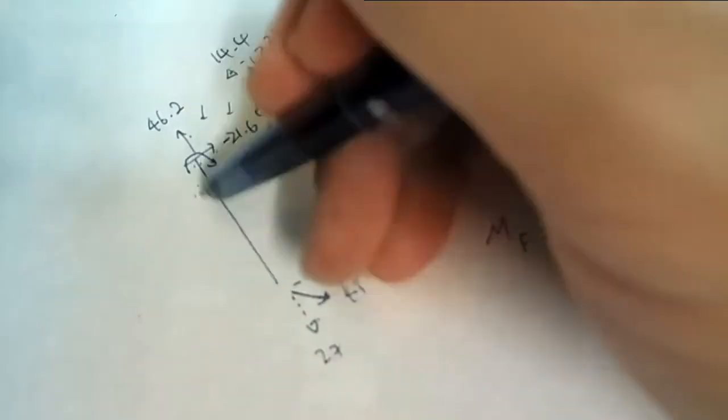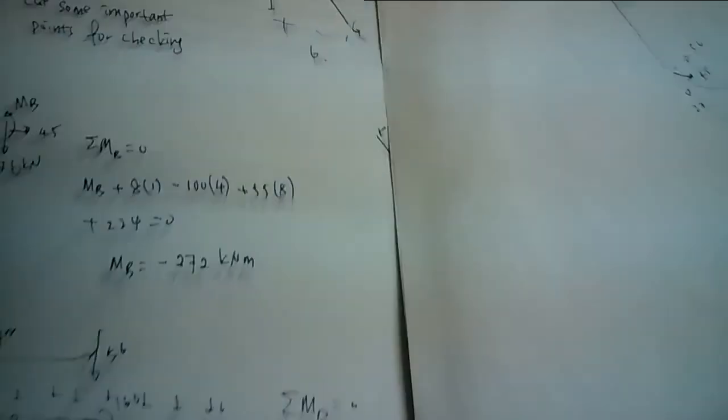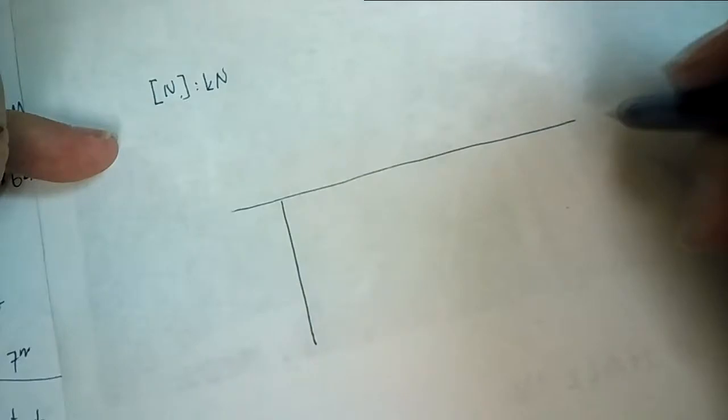We can start to draw the shear force and bending moment diagram now. Okay, so what should we do? First of all, we need to draw the axial force diagram, in kilonewton, and then we need to briefly sketch the structure. You don't have to make it very beautiful, it's up to you. Okay, so what should we do?